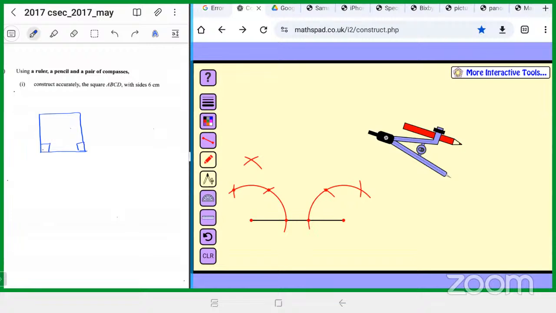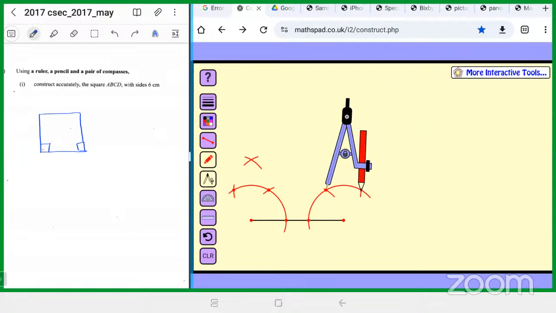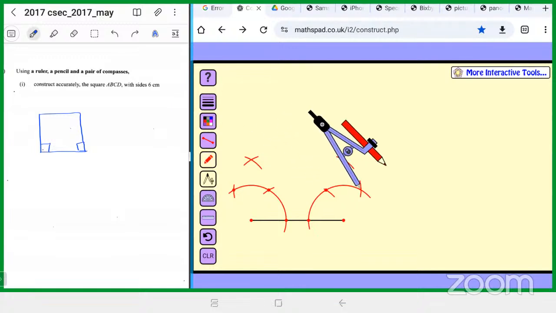I need to bisect the second one. I'm going to move it and put it here. Rotate it up, and make an arc somewhere at the top there. Move it to this end, the other side of the arc. Rotate it around. I'm going to make another arc there.